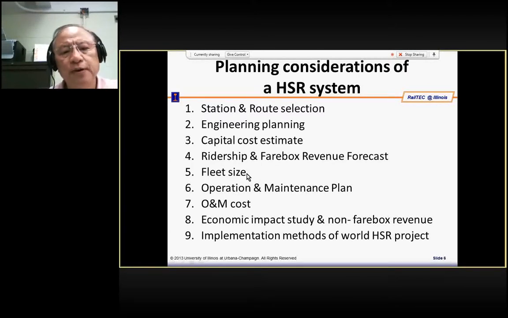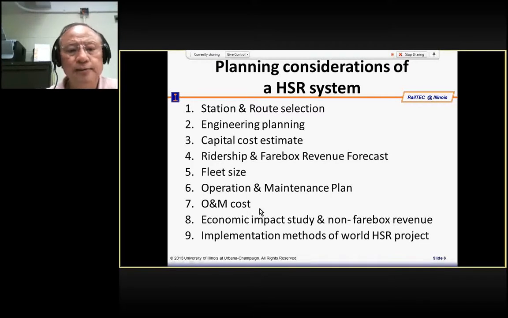So we have to talk about the fleet size. Once we have the fleet size and the timetable, we know what our operation plan and maintenance plan are. From there, we can try to figure out the operation and maintenance plan. Once we have that, we can try to figure out the cost. How much will it cost us to operate and maintain such a fleet? How many people will you have to use, and what will be the total cost? That will be the subject of this discussion.